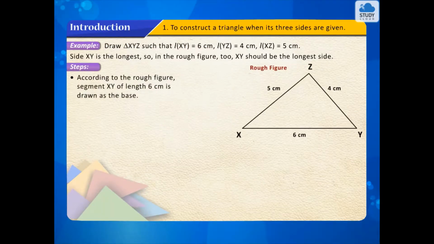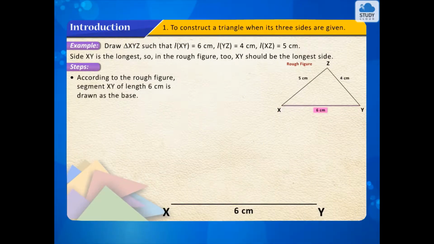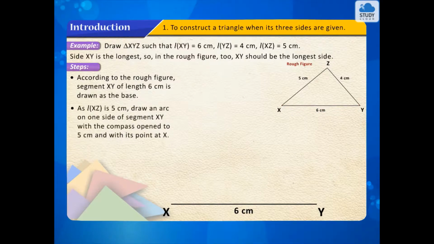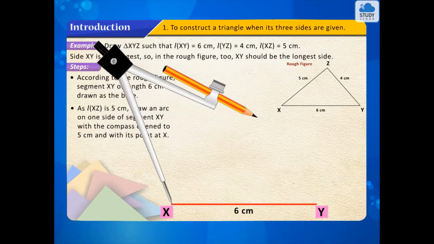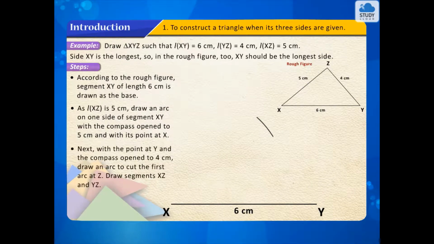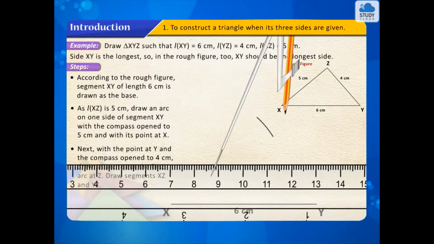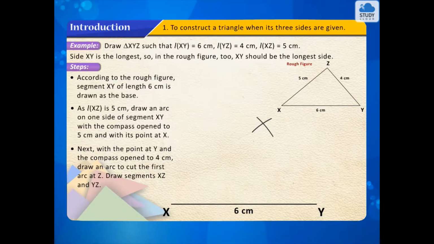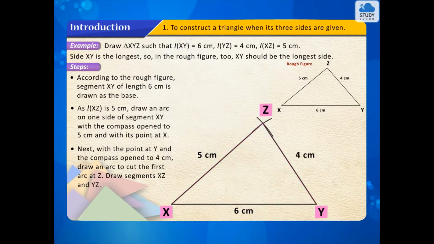Steps. According to the rough figure, segment XY of length 6 cm is drawn as the base. As length of side XZ is 5 cm, draw an arc on one side of segment XY with the compass open to 5 cm and with its point at X. Next, with the point at Y and the compass open to 4 cm, draw an arc to cut the first arc at Z. Draw segments XZ and YZ.